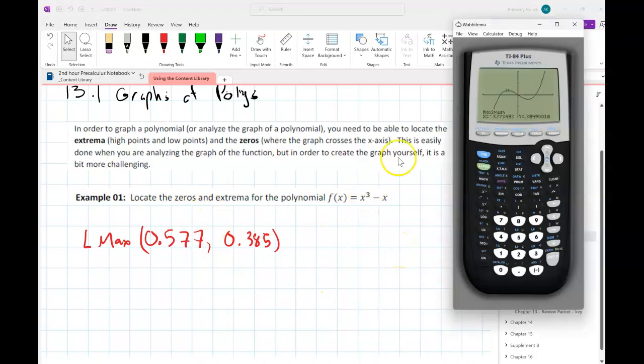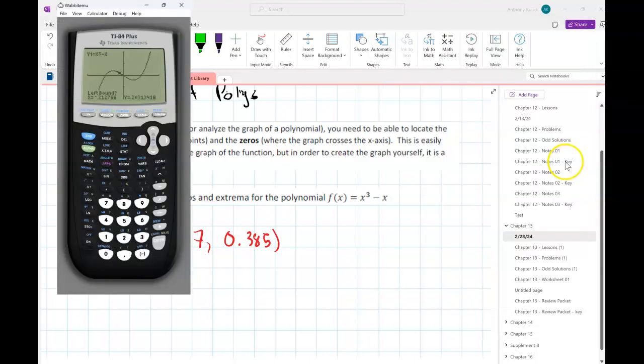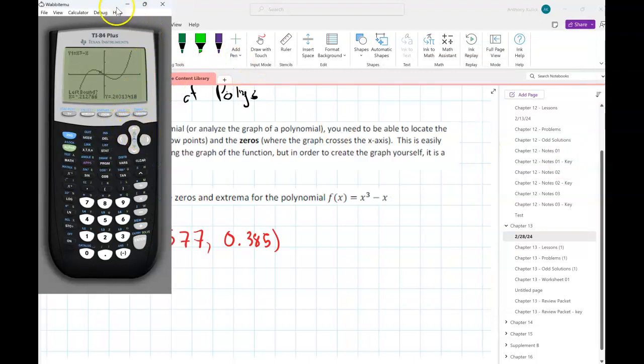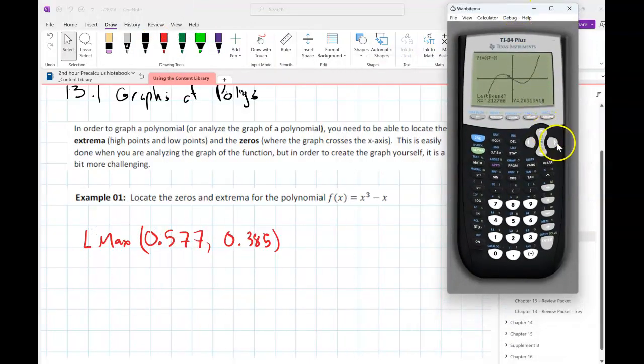If I want this extrema, what's this one called over here? Give me the full name though. Local minimum. There you go. So we'll do the same thing, right? Second trace, but this time we're going to pick minimum. And the calculator needs the same three questions. Left bound, right bound. Ooh, boy. And guess.